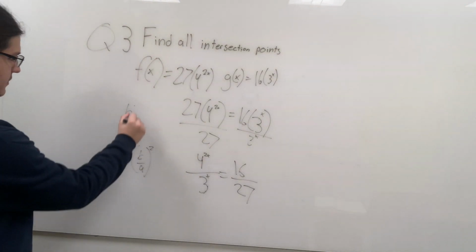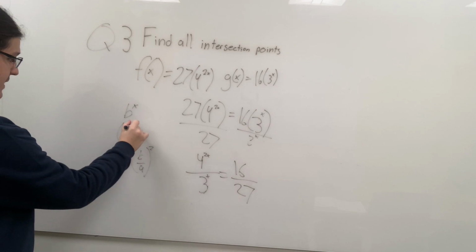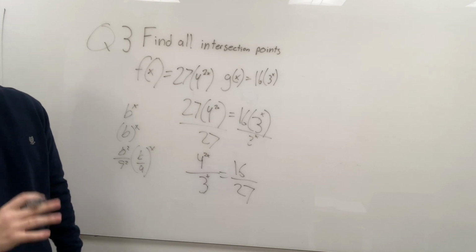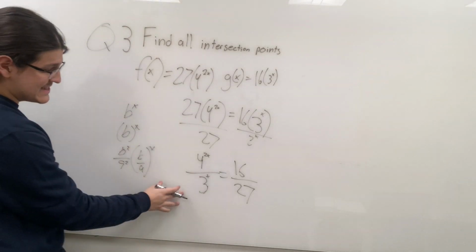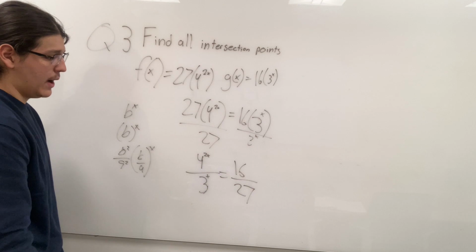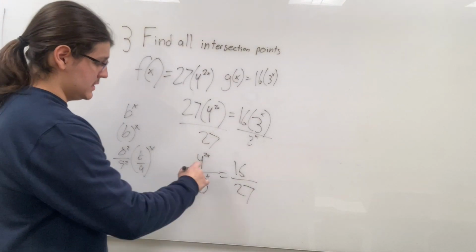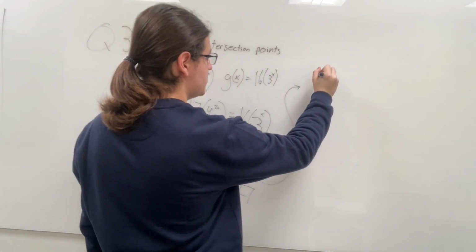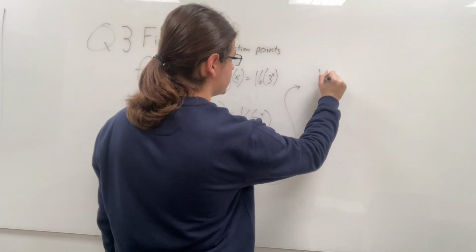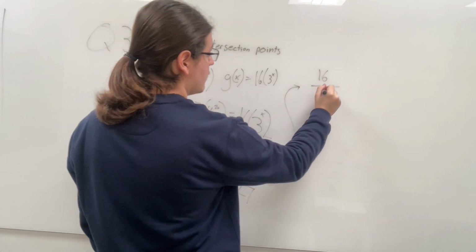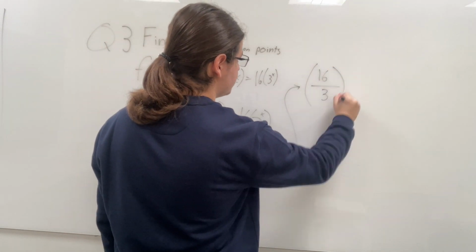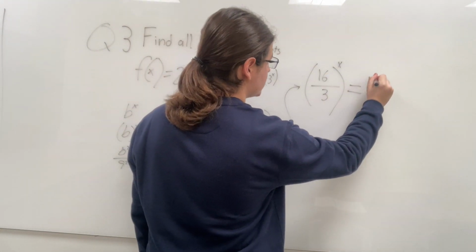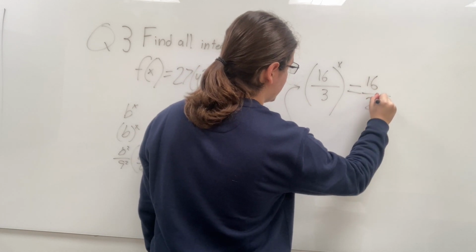Now what if it was x? B to the x. Would anything change? No. Nothing would change, I assure you. So what we can do is take an x out of this function right here. So this is just going to be 4 squared, which is just 16, divided by 3, all to the power of x. And that is going to be equal to 16 divided by 27.